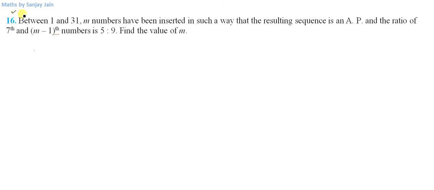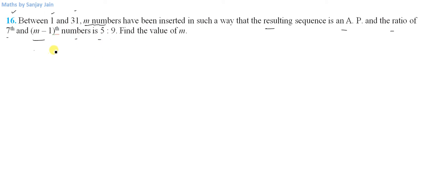Let us solve this 16th one. Between 1 and 31, m numbers have been inserted in such a way that the resulting sequence is an AP. So m numbers have been inserted. Out of those m numbers, the ratio of the 7th and m minus 1th numbers is 5 is to 9. Find the value of m.